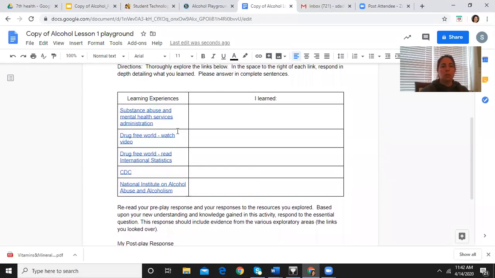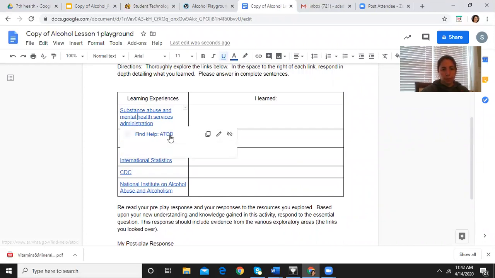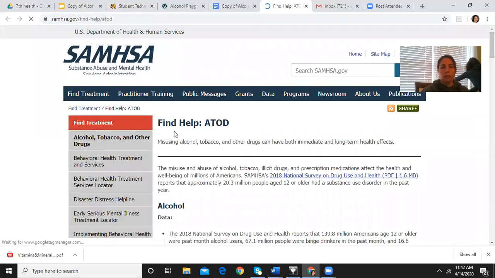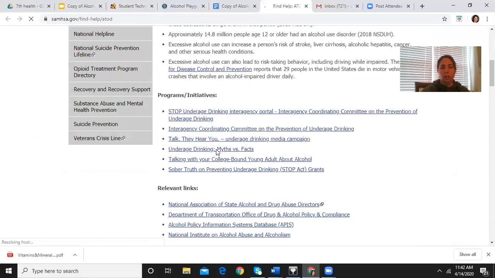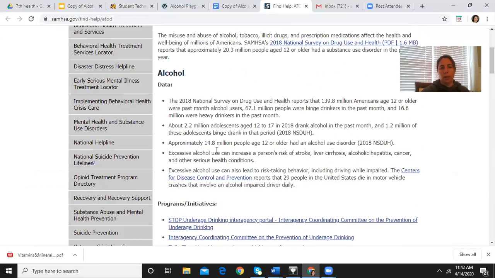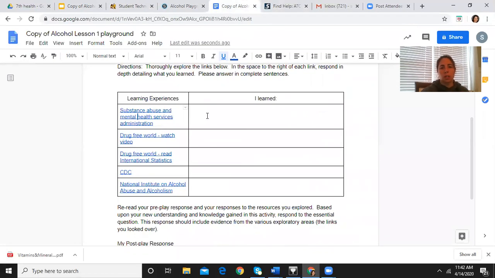Okay. And then what you're going to do is you're going to go to these links and you're going to read what it has to say. Nope, you don't have to do the tobacco part, just do the alcohol part right here. Read this, find one thing that you find interesting, and then write it down. And you're gonna write, I learned, whatever you learned, okay?